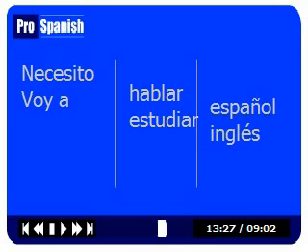Before we move on, have a go at this nice long sentence. I'm not going to study Spanish. I'm going to study English. So I'm not going to study Spanish. I'm going to study English. No voy a estudiar español. Voy a estudiar inglés.